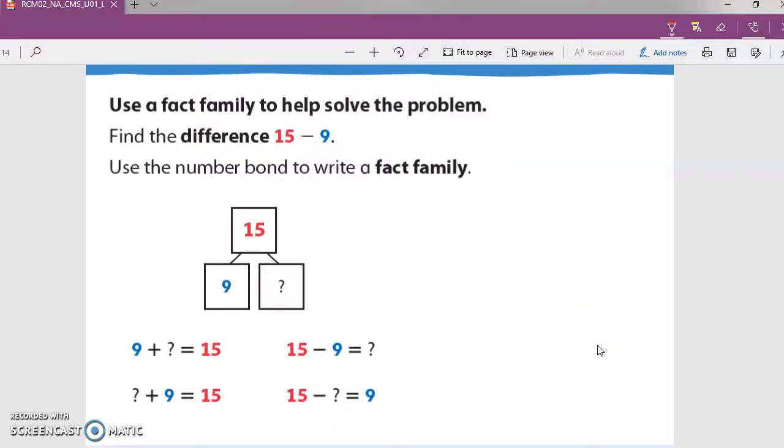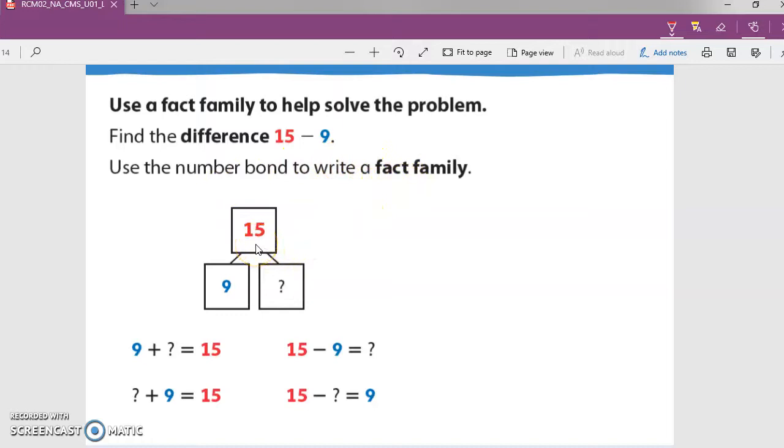So this is just a page to look at, to compare, and a learning page. There's nothing that you have to do on this page, but you could keep it so that it explains how to use the fact families to subtract. So it's using the same problem that we just solved. Find the difference. The difference means subtract. 15 minus 9. Use the number bond to write a fact family.